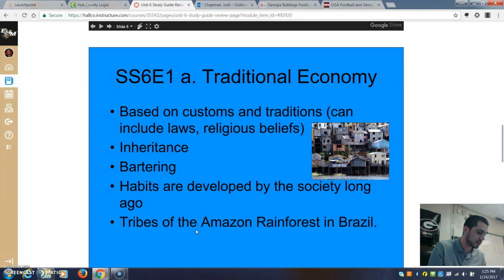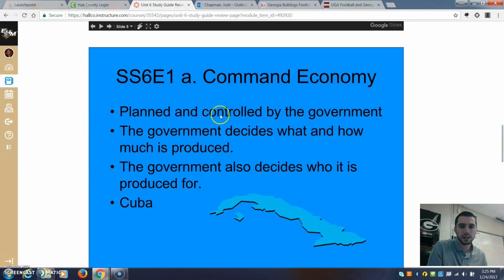Number 14 says, what type of economy has the most government control? Well, if we click, planned and controlled by the government. So the government decides what and how much is produced. The government also decides who it is produced for. So what type of economy is this? Well, it is a command economy. So for number 14, what type of economy is controlled by the government? You can look here. This tells you what it is. It explains it, and this tells you what type of economy you're looking for.